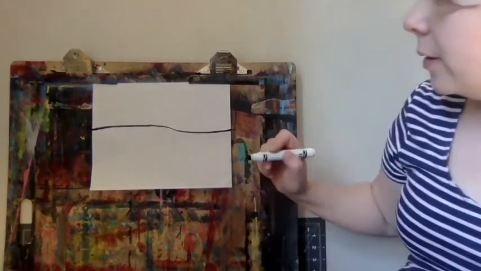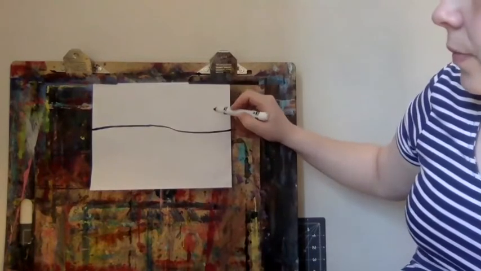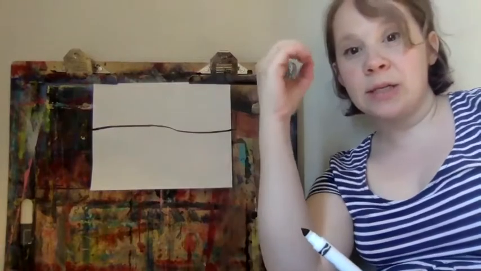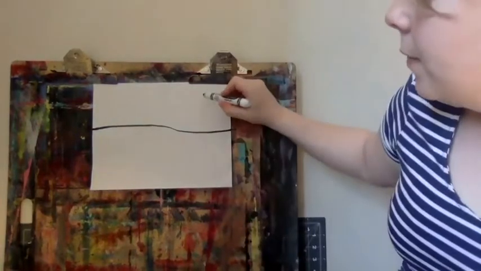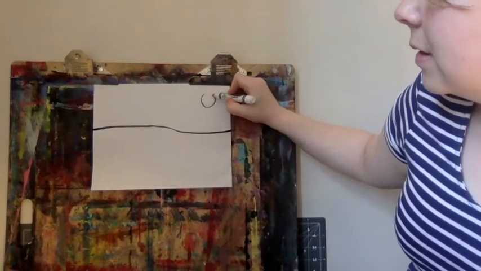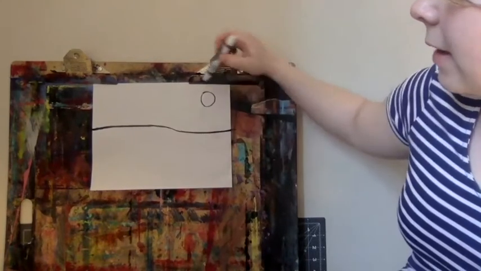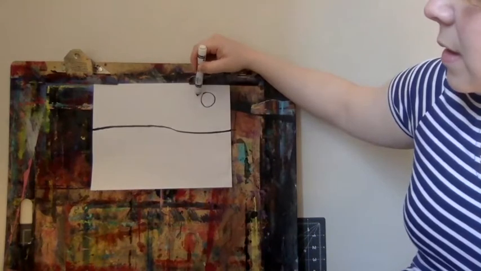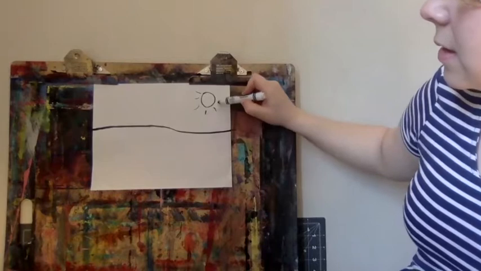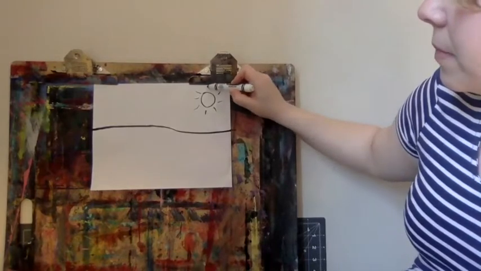Then, once I have my horizon line, I'm gonna put a sun in the corner. Now, the shape of the sun is a circle, right? So I'm gonna try to draw a circle up here and kind of have some of these lines coming off to show that it's like the sunlight is spreading out beyond the sun.